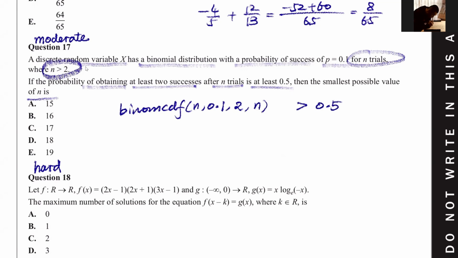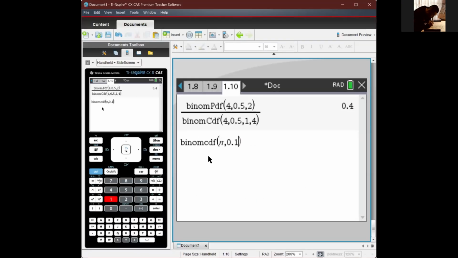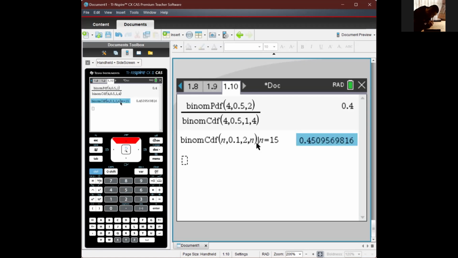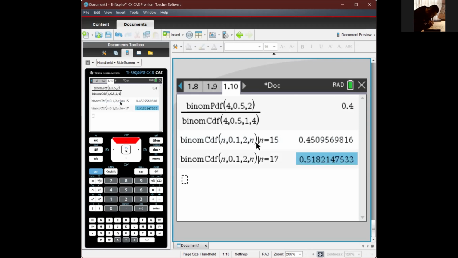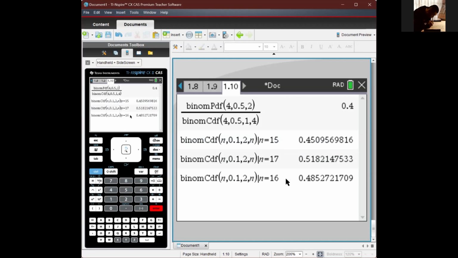So we sort of need to use trial and error, because we have a limited number of options from 15 onwards, okay? What I'm going to do is type out binomCDF of n, 0.1, 2 to n, and I'm using n equals 15. It's not yet 0.5. Let's try 17. Yeah, it's greater than 0.5. How about 16? For 16, that's less than 0.5. Therefore, the smallest value of n is C, 17.